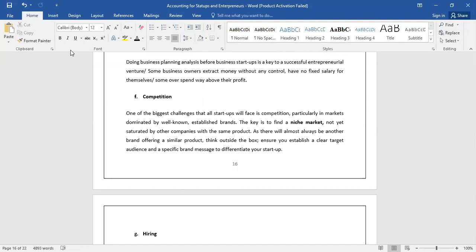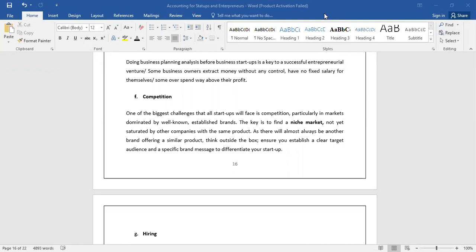All right. One of the biggest challenges that all startups will face is competition. That one is true, whether you like it or not, unless whatever you are doing hasn't been done before. Even when you go to the market, you see women selling the same items in the same stretch. So competition is there. But let's see how we can overcome this challenge so that we won't have an impact on our finances.